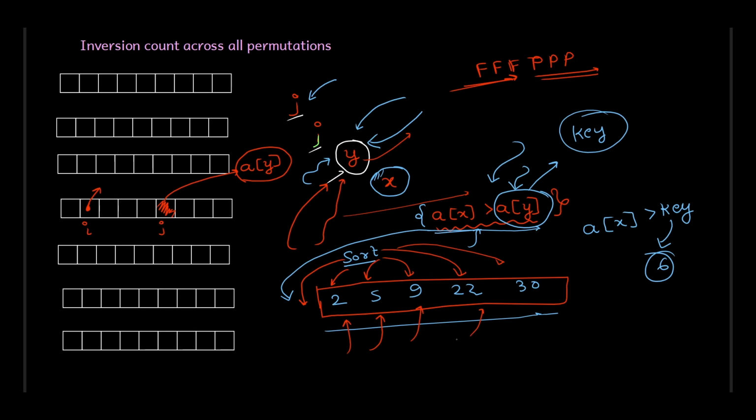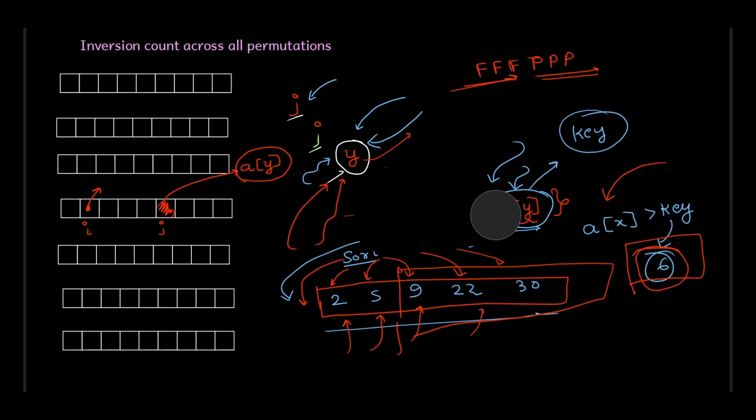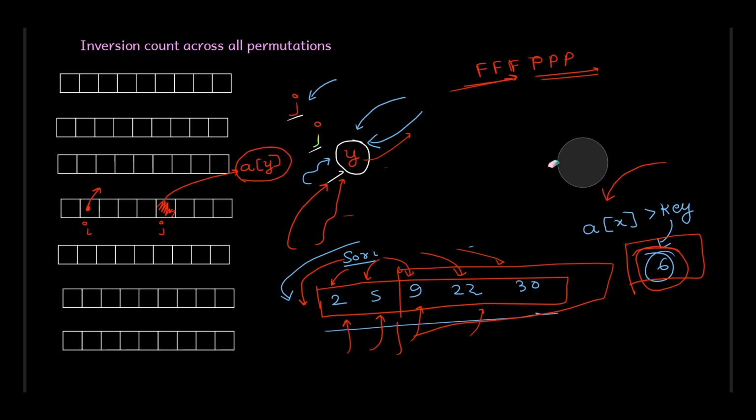This means that you could just do a binary search for this key, and find the total number of elements that are greater than the key. This is a very standard binary search problem. You can do that and you will find out the total number of elements that are greater than the key, and you simply add that count to your answer, and in this manner you can actually get rid of this x iteration altogether.